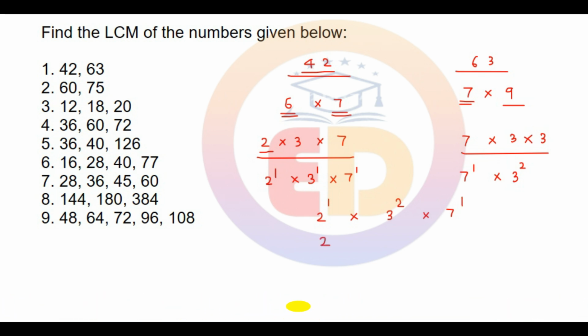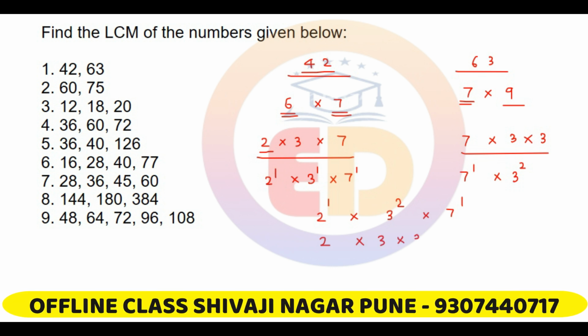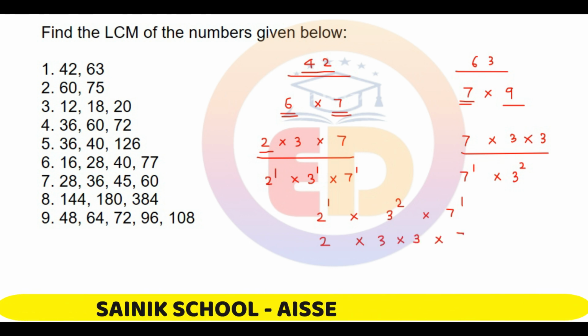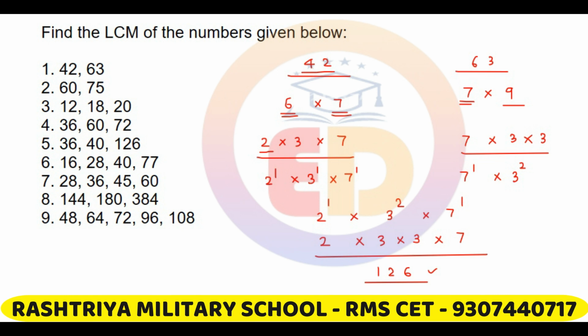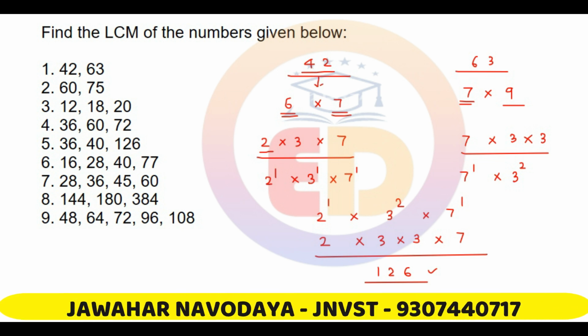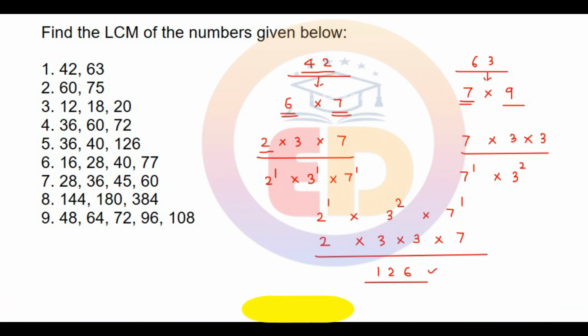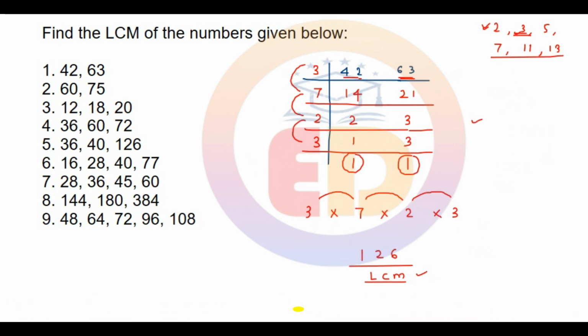This will give me 2 multiplied by 3 power 2 will be 3 multiplied by 3, 2 times multiplied by 7. When you multiply all these numbers, again you will get the same answer as 126. However, this was not the method to explain how to find out the LCM, but to explain how you can break down the numbers into its factors by using the tables. I hope the method of common division is clear to you, and this is the most common method which we will use going ahead.